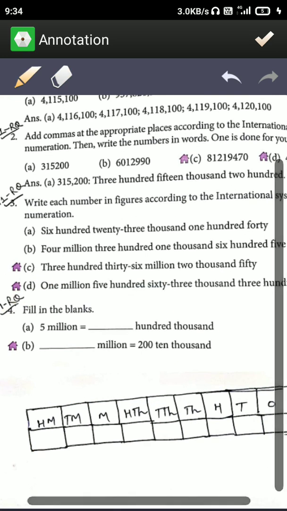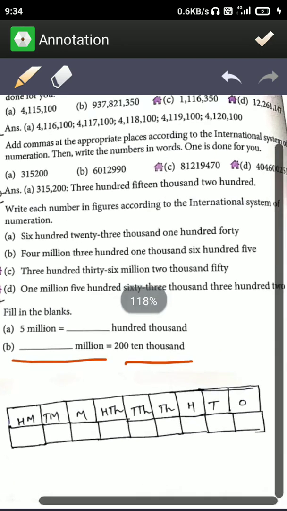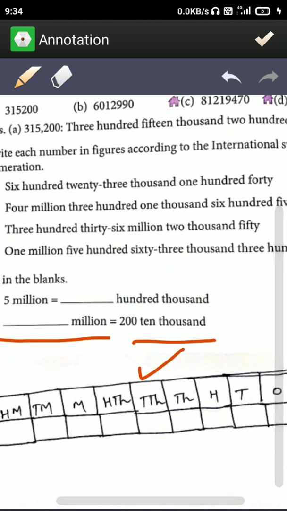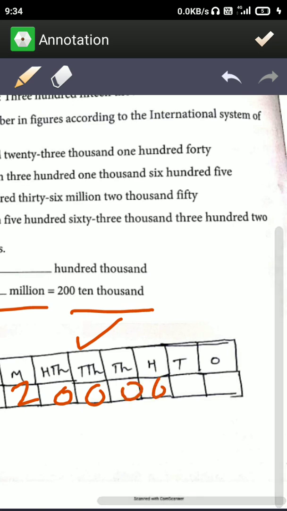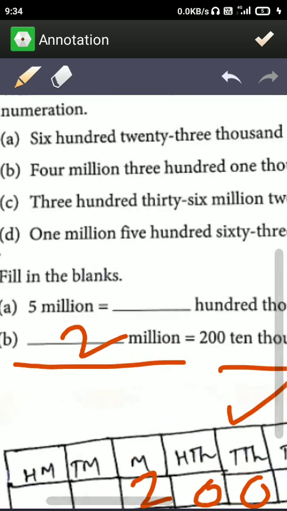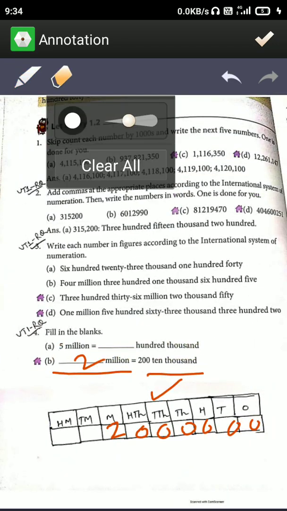The next question is how many million is equal to 210,000? 210,000. Where is 10,000? Here it is 10,000. How many 10,000? 210,000. So how many million? The answer is 2 million. I hope you are able to solve this question.